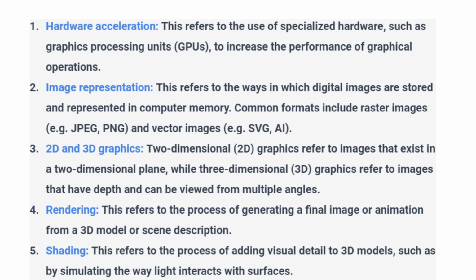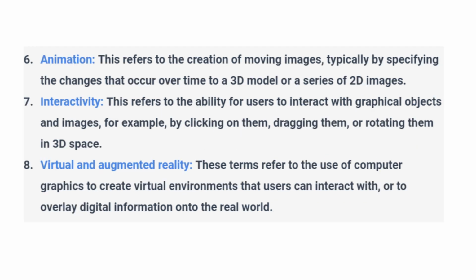Rendering. This refers to the process of generating a final image or animation from a 3D model or scene description. Shading. This refers to the process of adding visual detail to 3D models, such as by simulating the way light interacts with surfaces. Animation. This refers to the creation of moving images, typically by specifying the changes that occur over time to a 3D model or a series of 2D images.